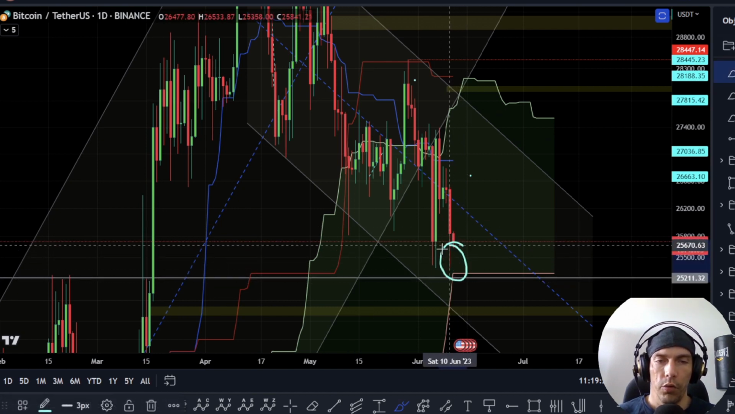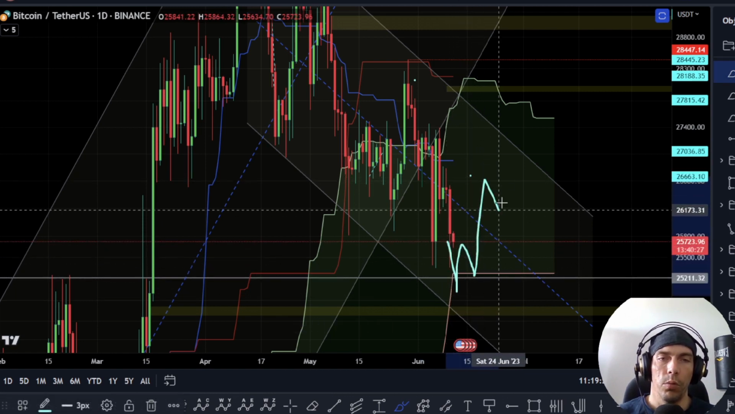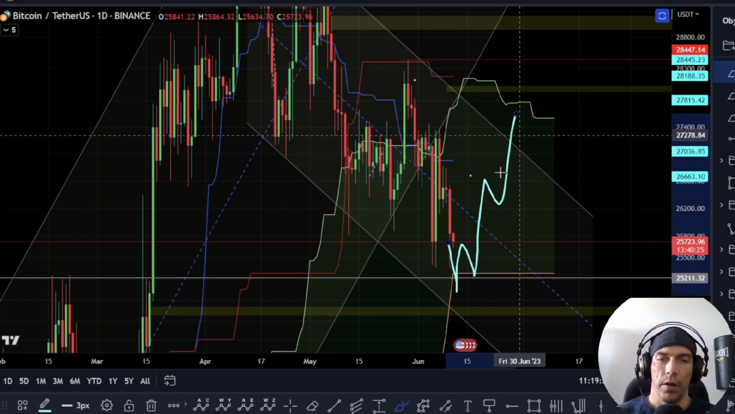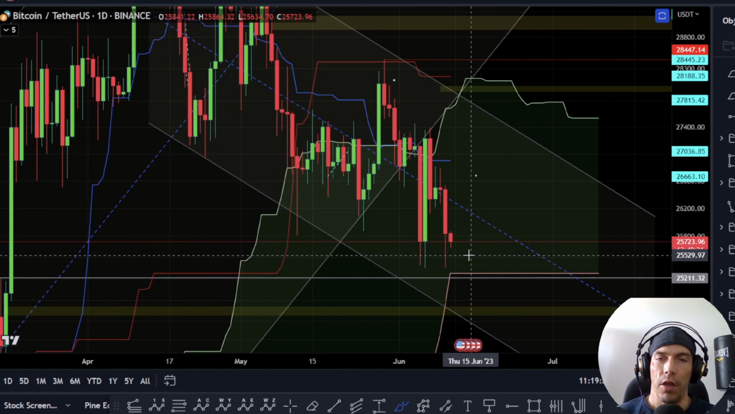If we do look to actually push into this, I would be interested to see how we react. If we wick through this, break back up, find support, what this could actually mean is we could see price start to move back to the upside here. Obviously we need to wait for that kind of confirmation with that.